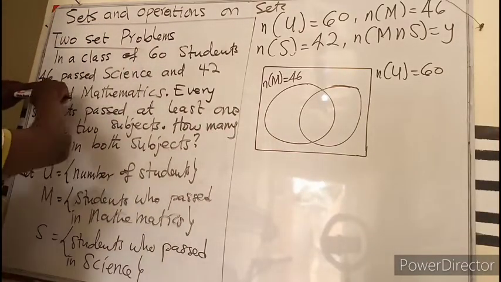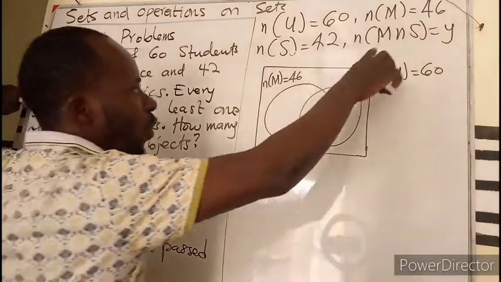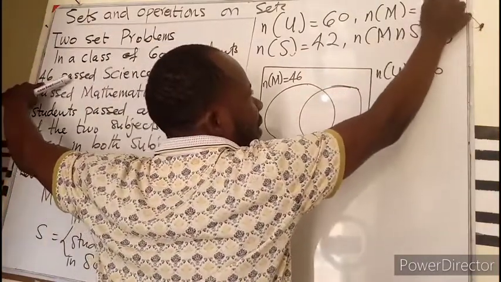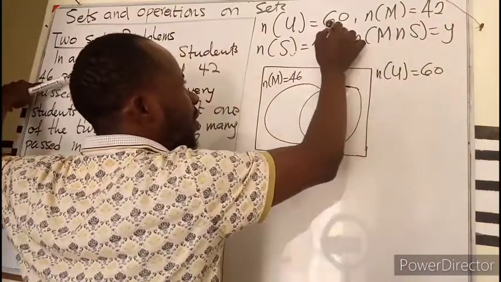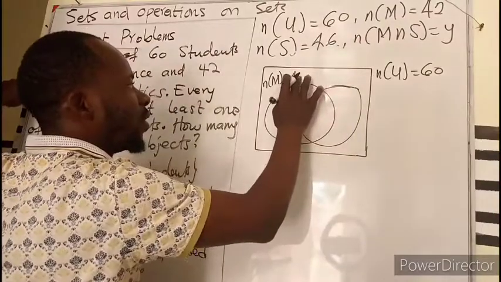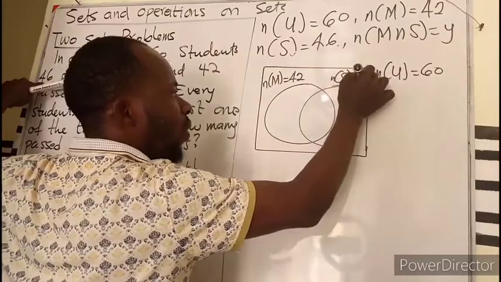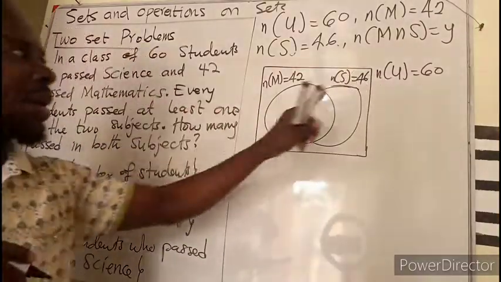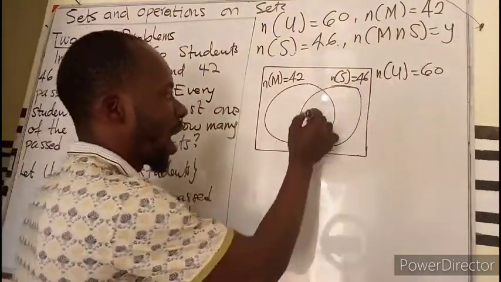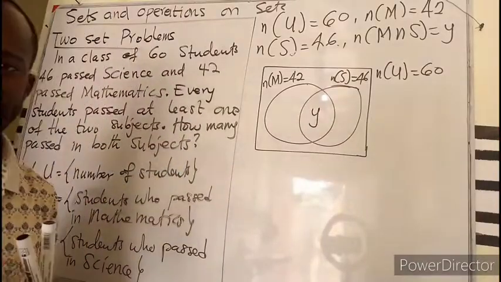Check it, pass in science. So science is rather 42. Number of S equals what? 42. Now that we are saying that the intersection is Y, I indicate the Y.